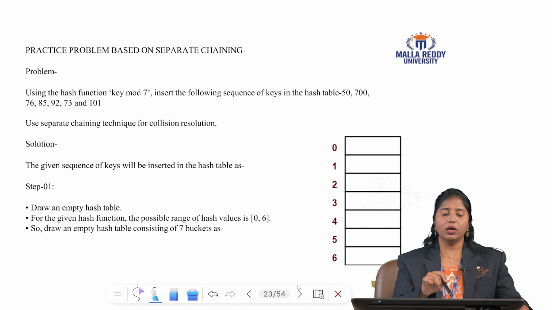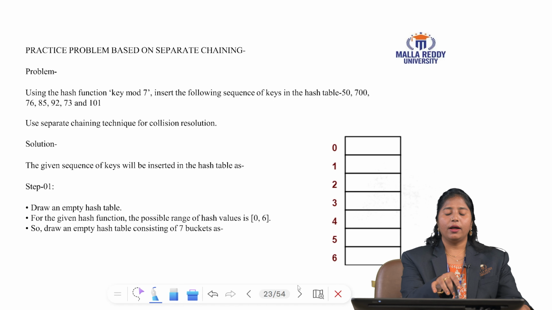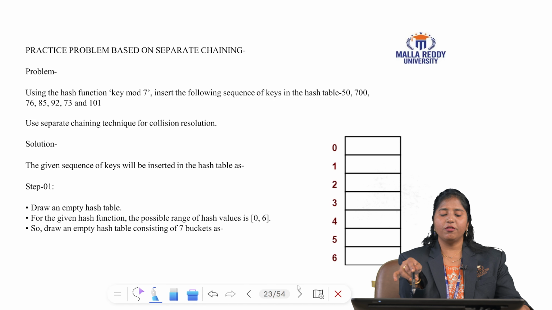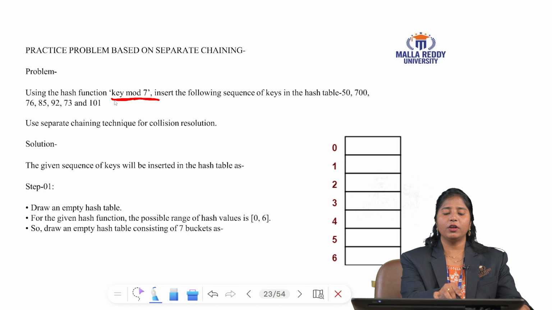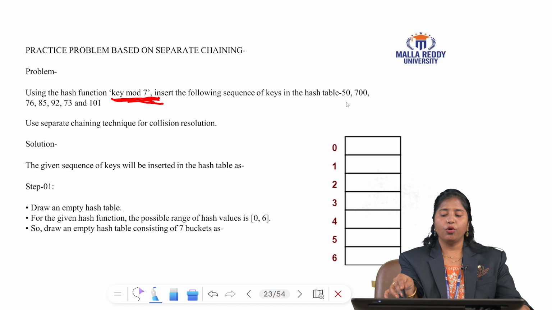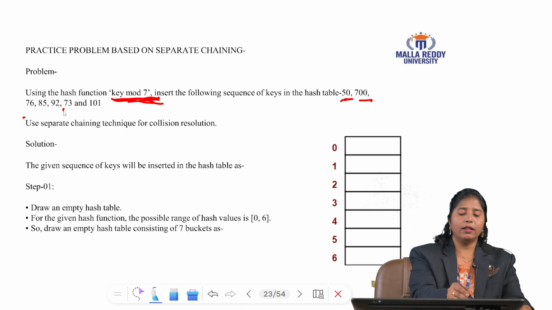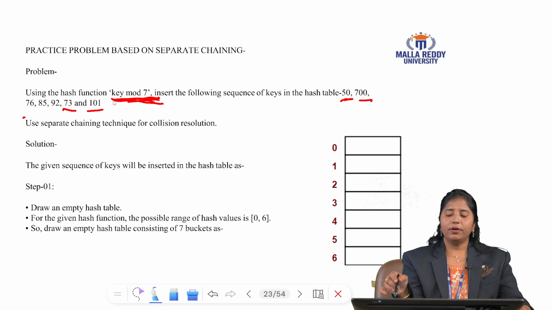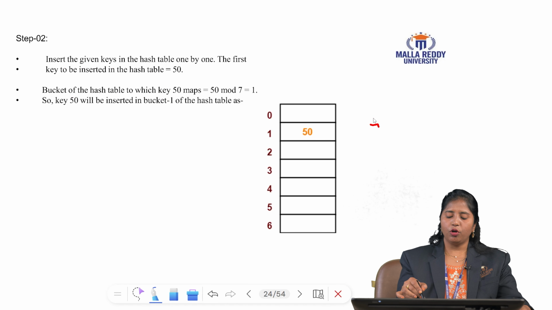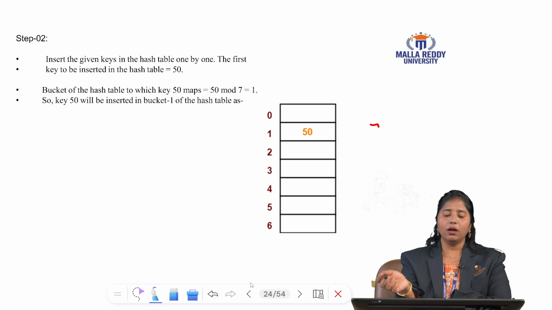Now see the example here. First we take the size of the hash table as 7, so key mod 7. This is the division method formula. The division method is the main method used in separate chaining and in other techniques also. I insert the following sequence of keys: 50, 700, 76, 85, 92, 73 and 101. First draw the table. The table size is 7 here.